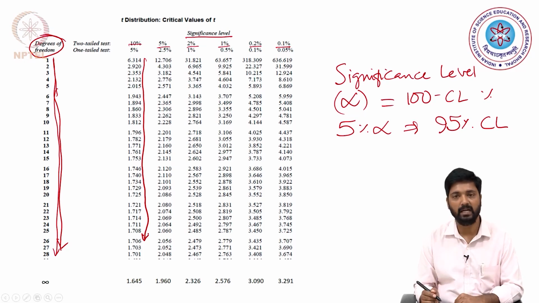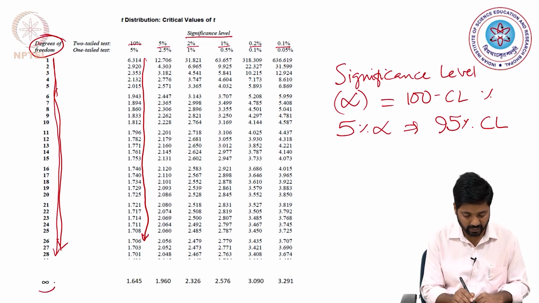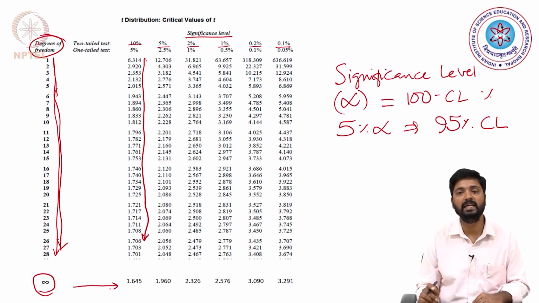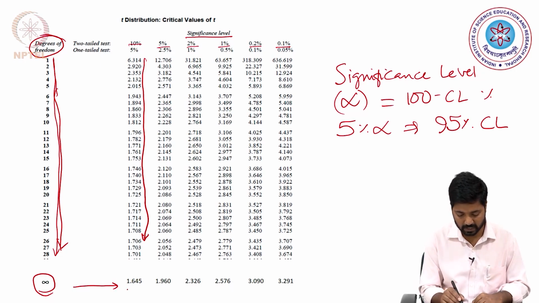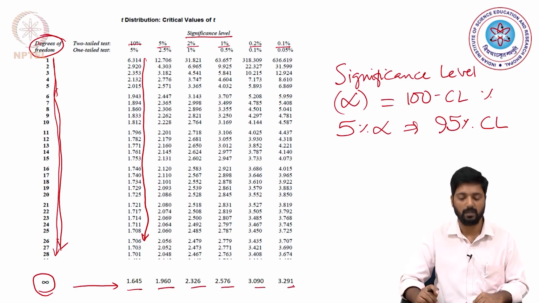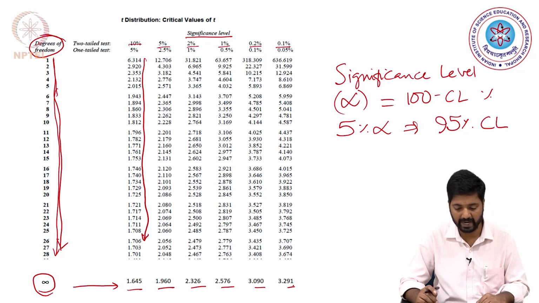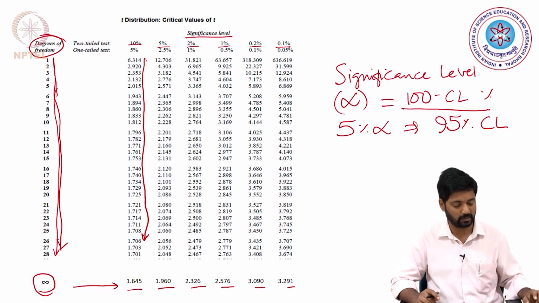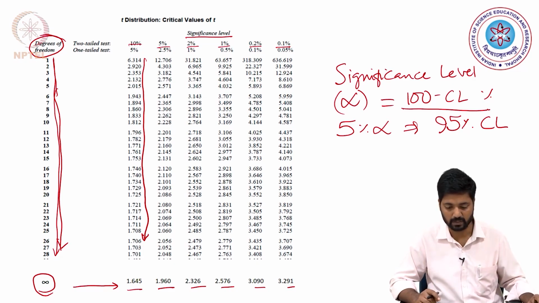Okay. And another thing to keep in mind is that at infinite degrees of freedom, our t value will merge into the z value. So the numbers written here in the last line are all the z values at a particular significance level, and the significance level I have already explained is usually 100 minus the confidence level.